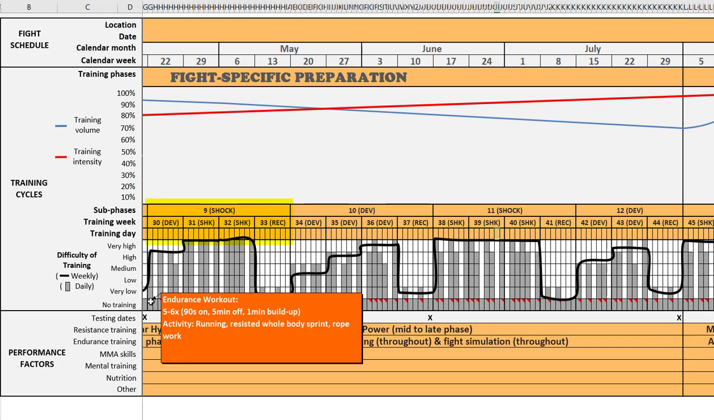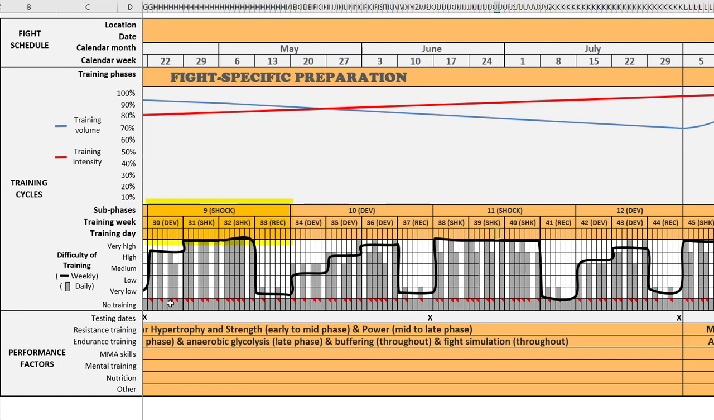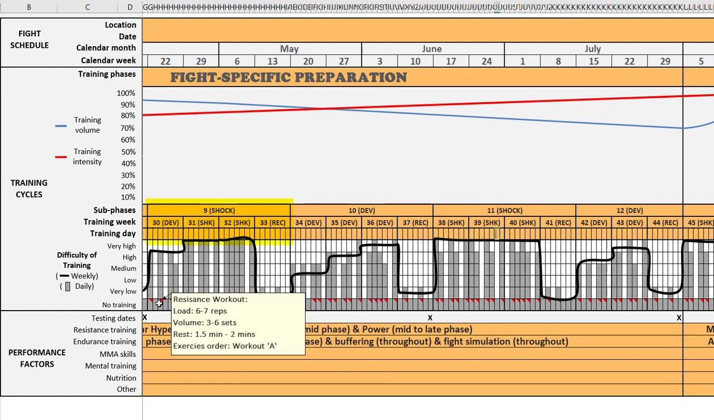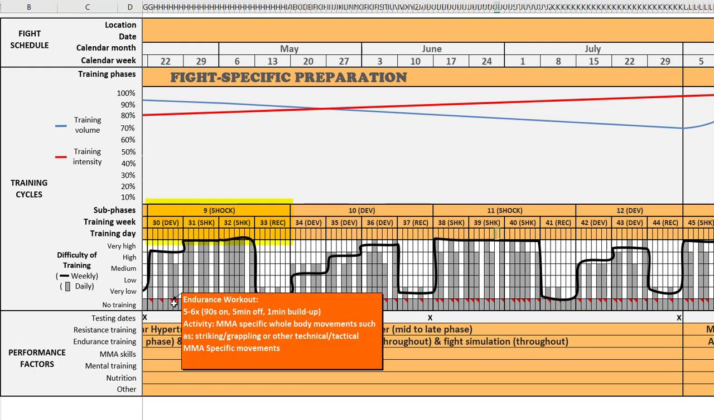So you can see here, that's our endurance workout, and you can see the first one, it's the whole body movement, and then we move to the second one, that's an MMA specific movement. If we move to the resistance training here, we're working in the 6 to 7 rep range, 3 to 6 sets, 1.5 minutes to 2 minutes off using workout A.